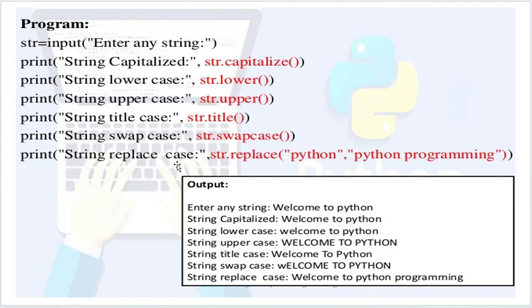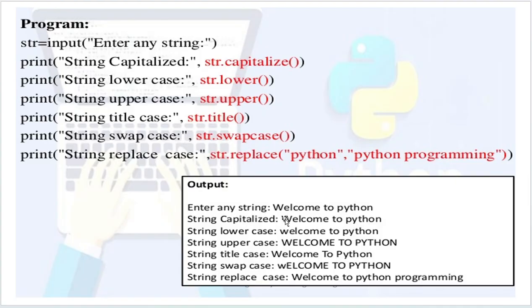This is an example program which uses all the string functions mentioned before. We are going to get a string from the user. So "Enter any string": "welcome to the Python" will be obtained from the user. Next, if you use capitalize, the first character alone in the given string will be capitalized. So W will be a capital letter. Already it is a capital letter, so no issue.